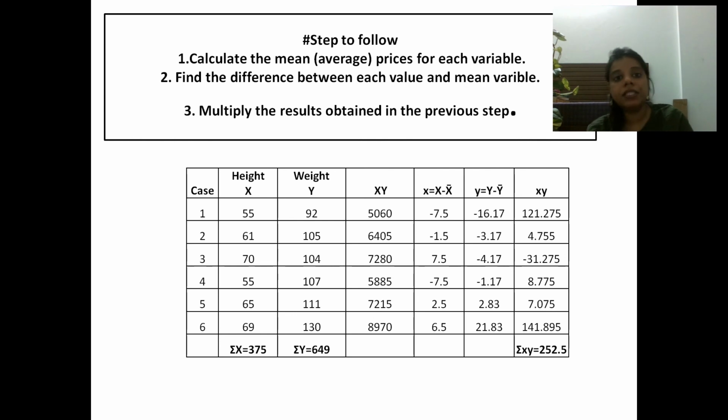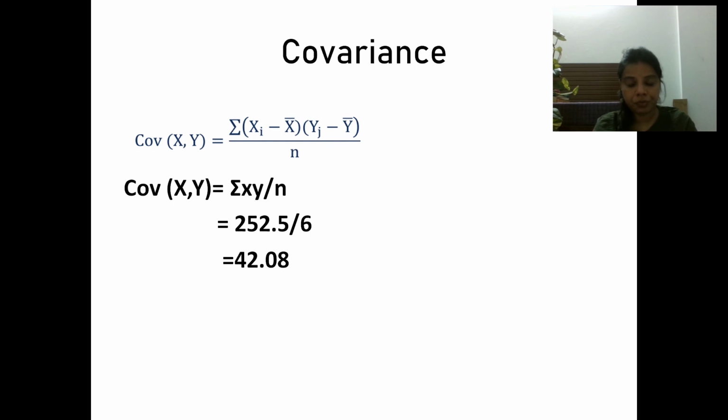Now the second step is to find the differences between each value and the mean. The small x and small y show the deviation from the mean value, right? Just multiply small x and small y, take the sum of small x times y, and divide by n. This is your covariance, which is 42.08. It means the covariance is positive, so there is a positive linear relationship between weight and height.